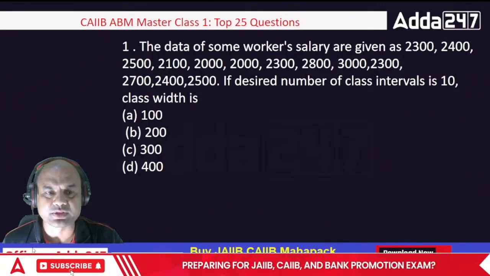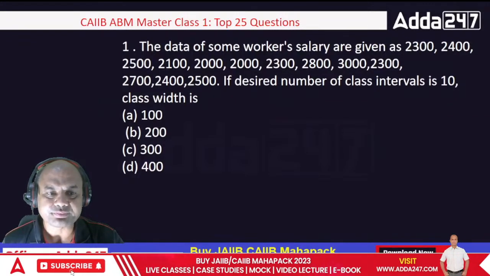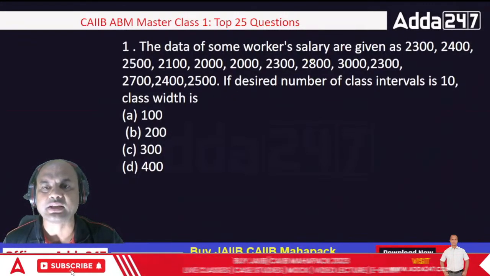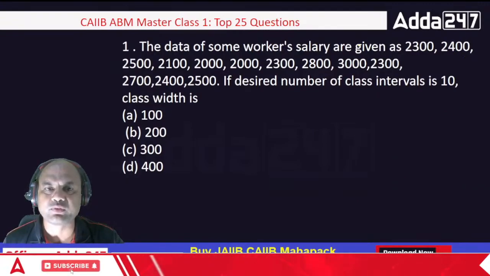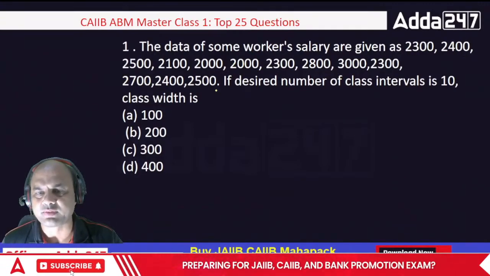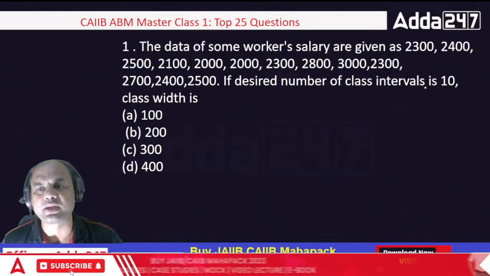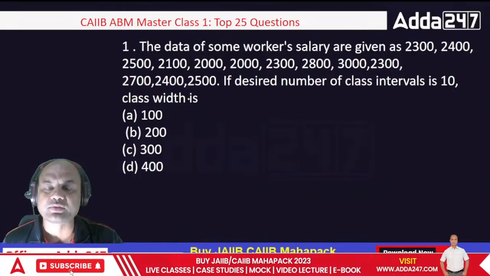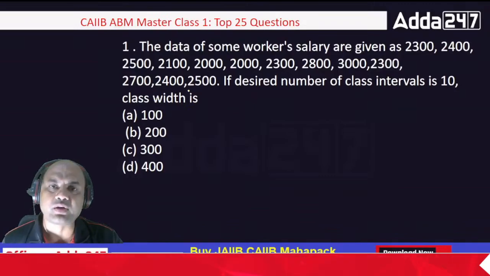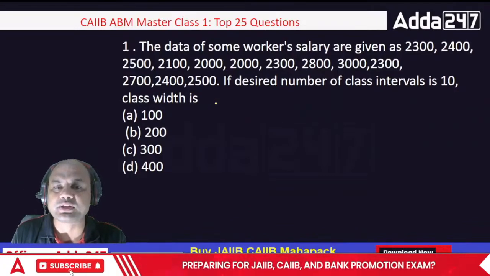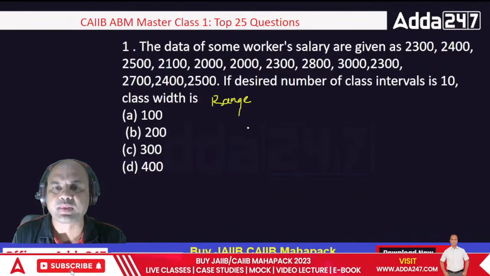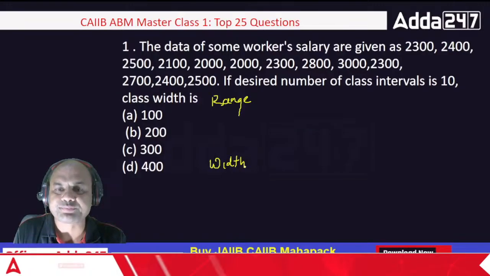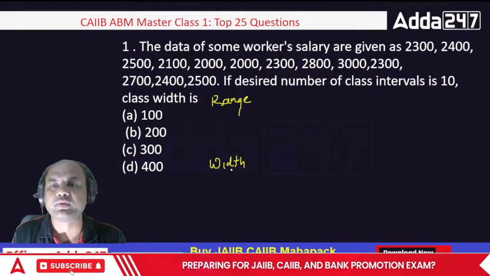See this. The first question is a numerical. The data of some workers' salary are given as 2300, 2400 and all these numbers. If the desired number of class intervals is 10, then the class width is, how to find this? For this you need to first know the range, and then you need to know the width. What is the range and what is the width?